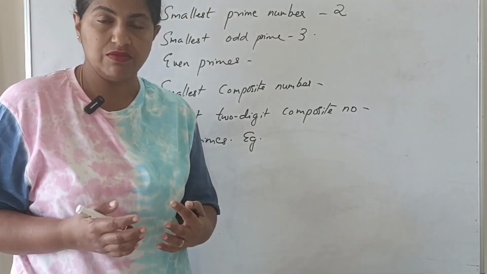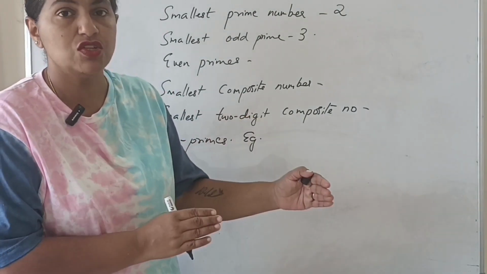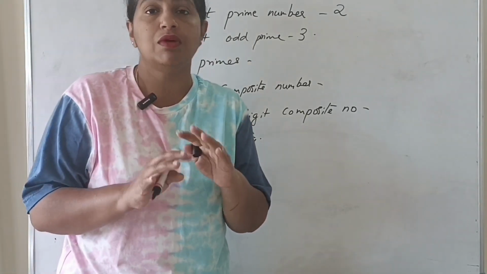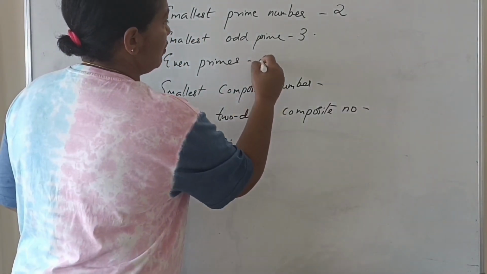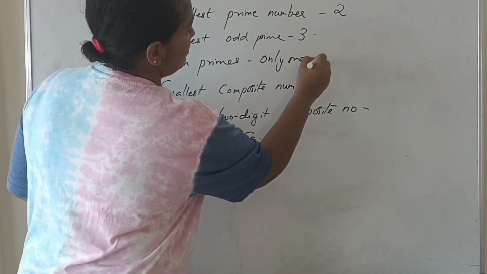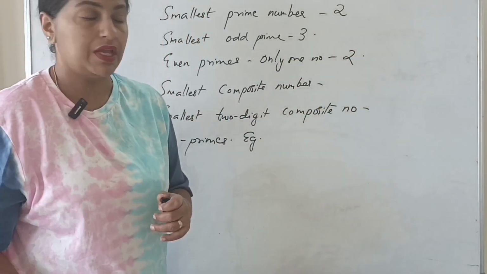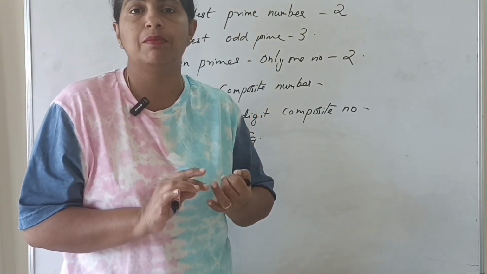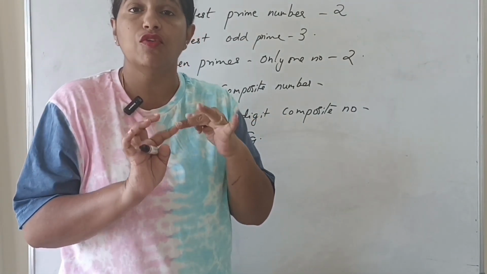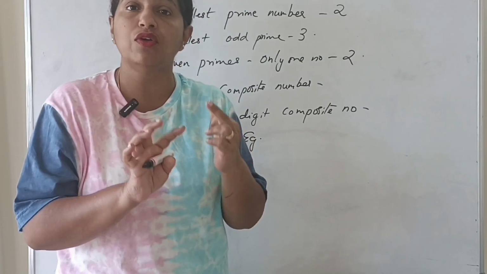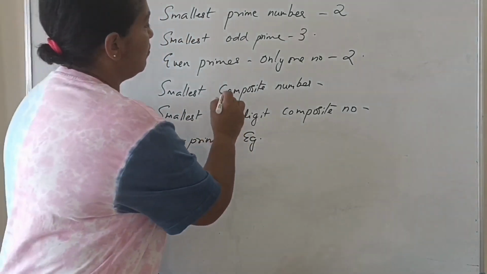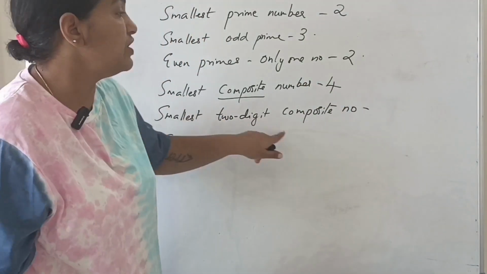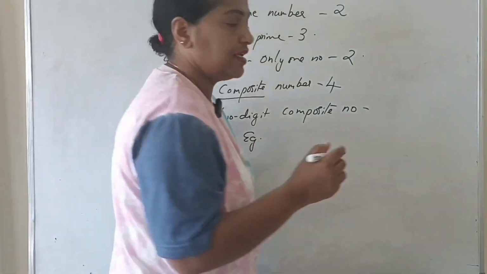So which are the even primes? They have not asked which is the only even prime, but which are the even primes. You know that there is only one even number that is a prime number, so it is 2. Now, which is the smallest composite number? 2 is a prime number, 3 is a prime number, and 4 has factors 1, 2 and 4. Therefore, the smallest composite number is 4. The smallest 2-digit composite number, obviously, is 10.